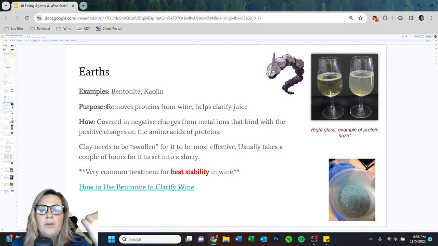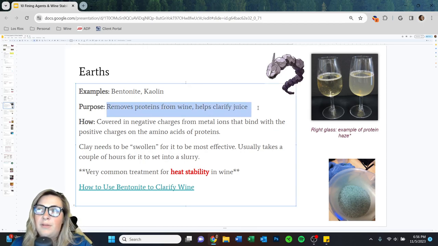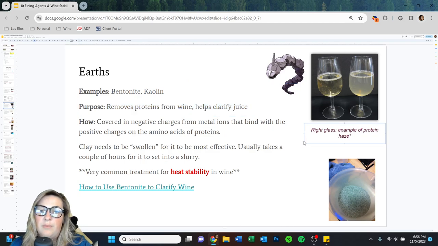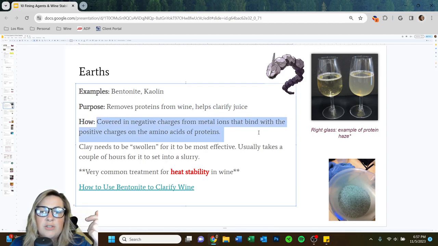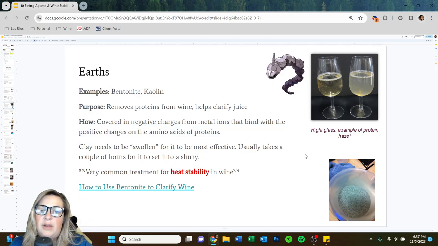This will help remove proteins from the wine and help clarify the juice. It's very noticeable with whites how hazy it can be. This is covered in negative charges from all the metal ions that are in this earth-like material, and it binds with the positive charges from amino acids of the proteins. So it's really important that this is prepared appropriately. You would not recommend just tossing dry bentonite into your wine. You're going to lose a lot of wine and it's not going to be very effective.